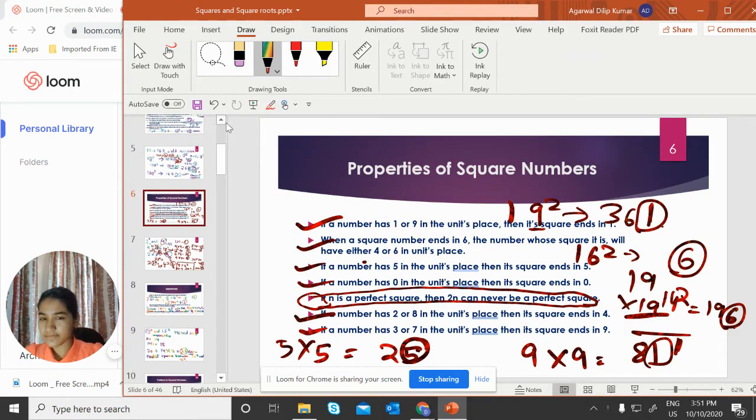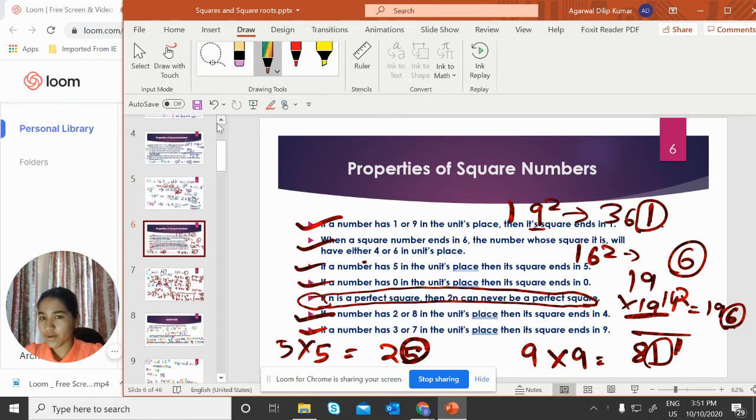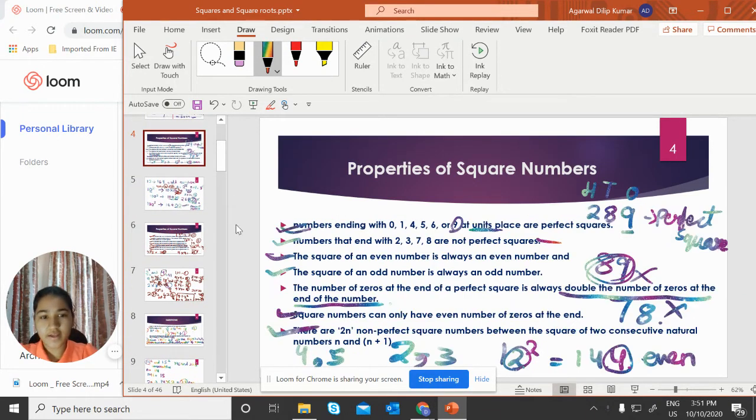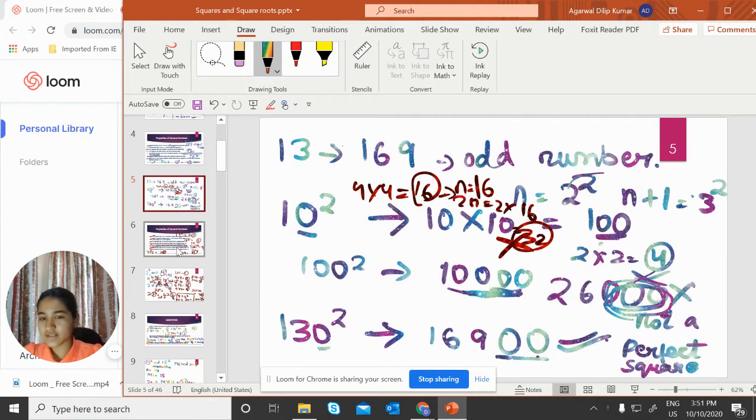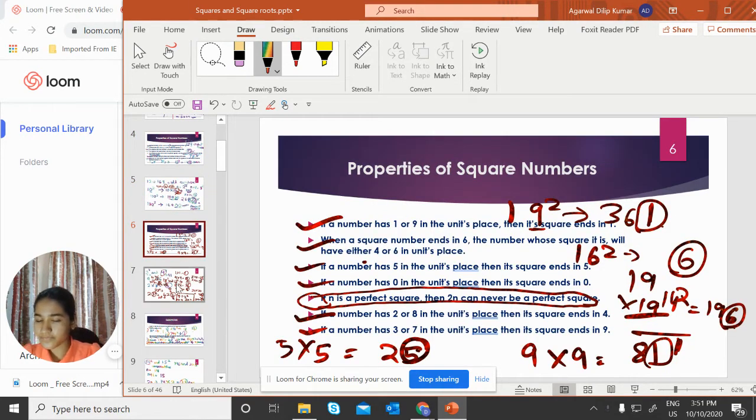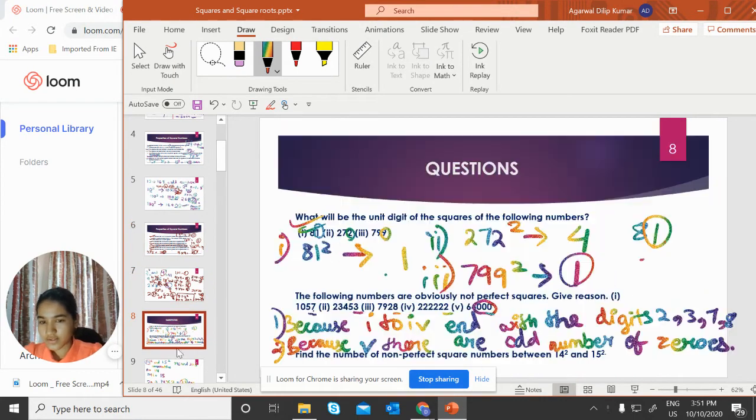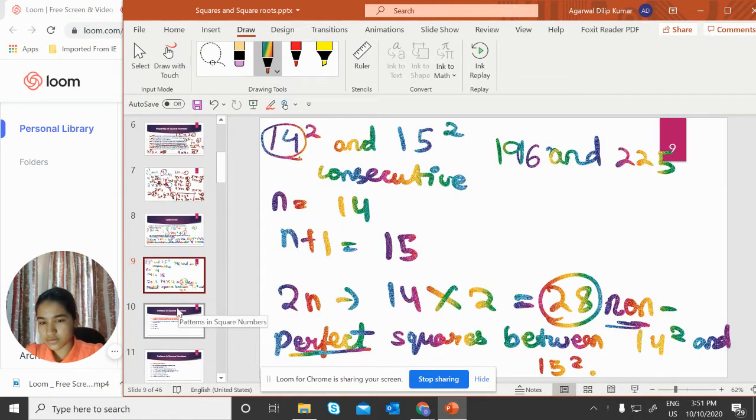The last topic I taught you was the properties of square numbers, right? I hope you all have understood it. I had also informed that if you have any doubts, kindly send them in the comments box below. I will solve them. And then we went through a few questions also.